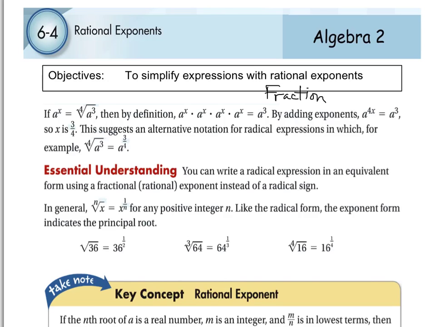So now we're going to be able to write powers as exponents. Okay? So, a couple of things that we're going to go through here with the essential understanding is you can write a radical expression in an equivalent form using a fractional or rational exponent instead of a radical sign. Okay? In general, this is the most important thing here. The nth root of x is the same thing as x to the 1 over n power, for any positive integer n.